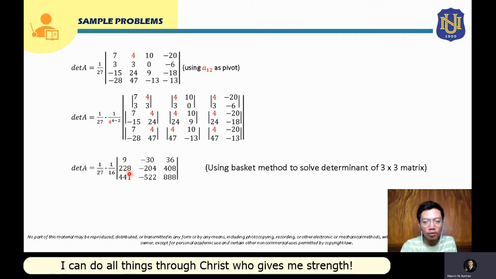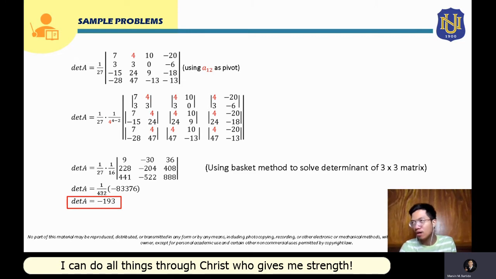Now, we are also going to solve for the determinant of this 3 by 3 matrix. Since this is already a 3 by 3 matrix, we can use the basket method to solve for its determinant. So solving for the determinant of this 3 by 3 matrix, it will be negative 83,376. So it will be multiplied by 1 over 432, which is the product of these two fractions. So multiplying this 1 over 432 times negative 83,376 will give you negative 193. So this will now be the determinant of this matrix A.